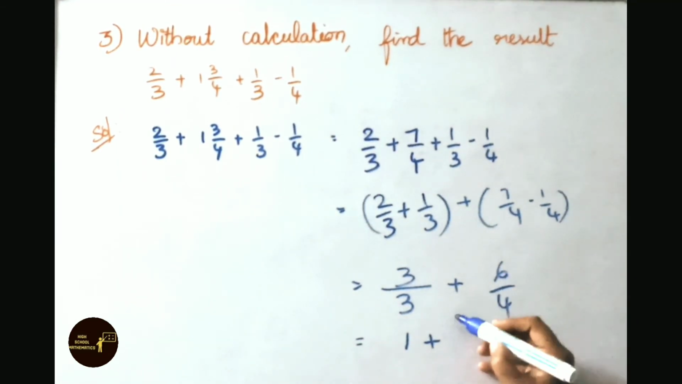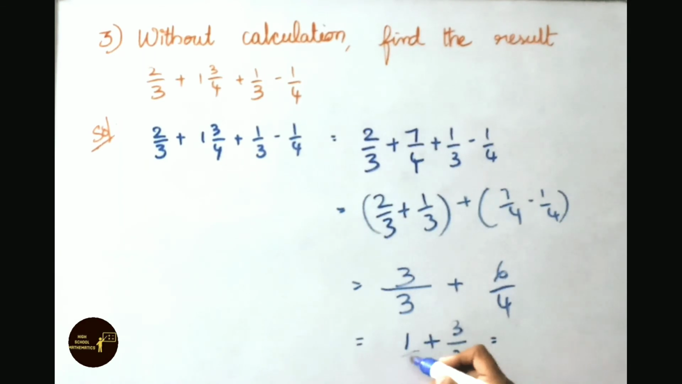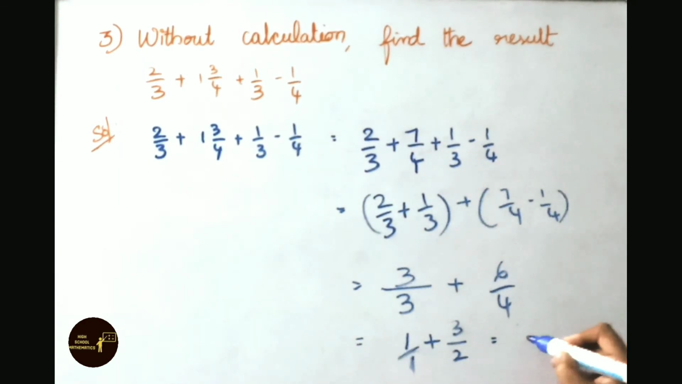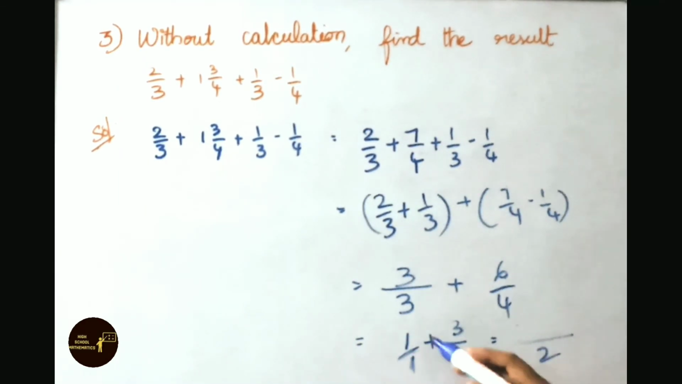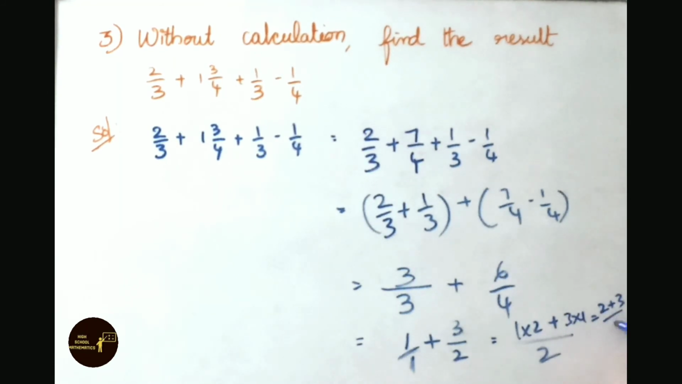2 threes are 6. 2 twos are 4. Here there is no denominator. We shall take it as 1. So the LCM of the denominators is 2. Now do cross multiplication. 1 into 2 plus 3 into 1. 1 into 2 is 2. 3 into 1 is 3 by 2. So 2 plus 3 means 5 by 2 is the answer.